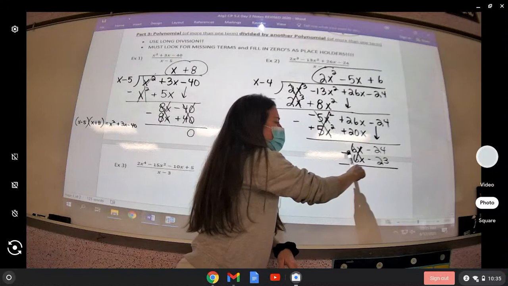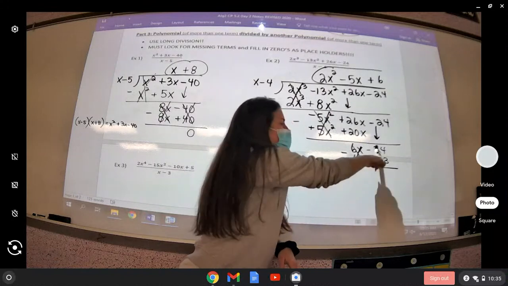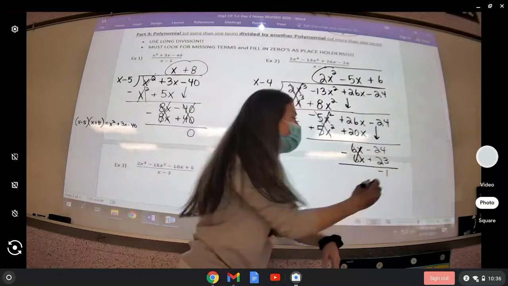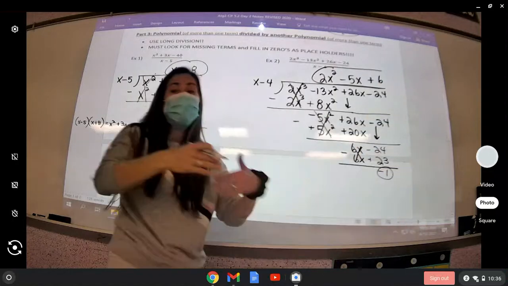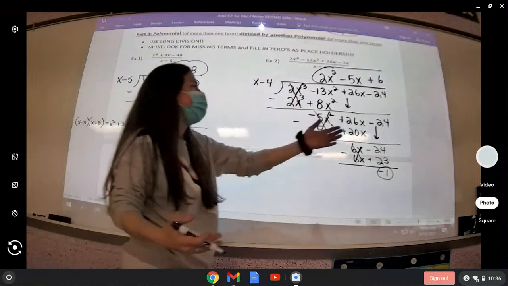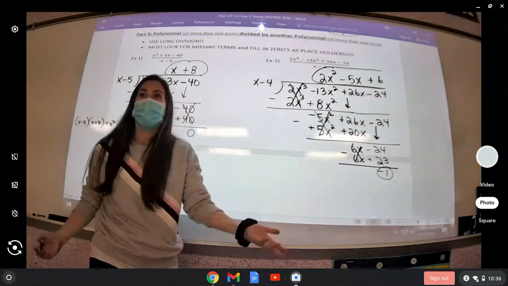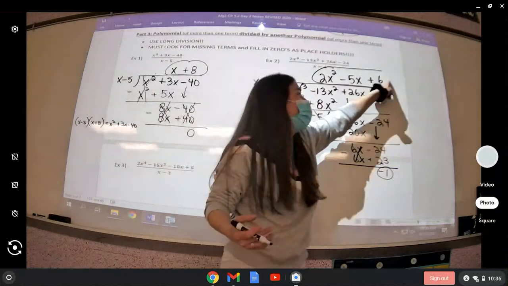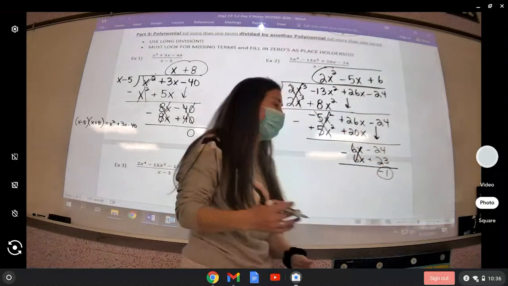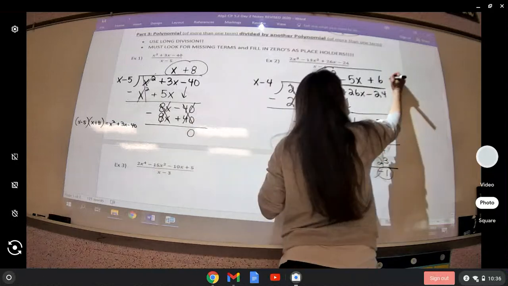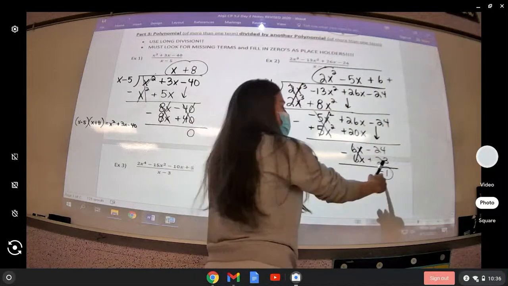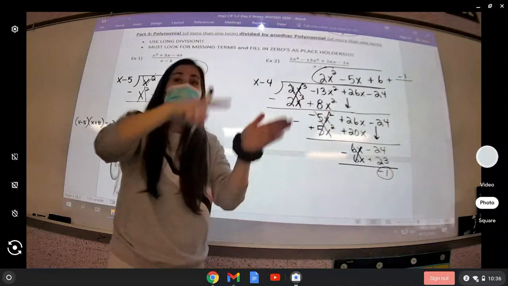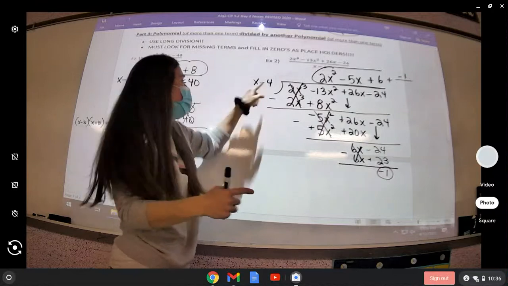Negative 24, subtract negative 23 would turn to plus, but you would be left with negative 1, right? And then nothing left to bring down. So that means negative 1 is your remainder. But you can't just write r equals negative 1 at the end of the polynomial. So what they want you to do to make this remainder part of that expression, part of that polynomial, they're just going to make you take it and add it on. So plus the remainder is negative 1. And then you put it over, who did you divide by? X minus 4.